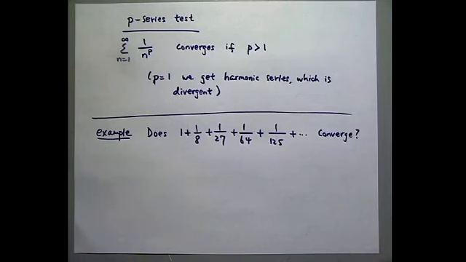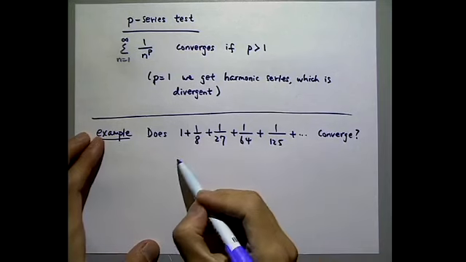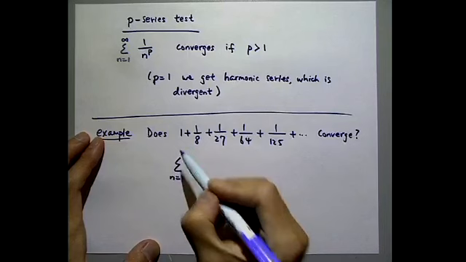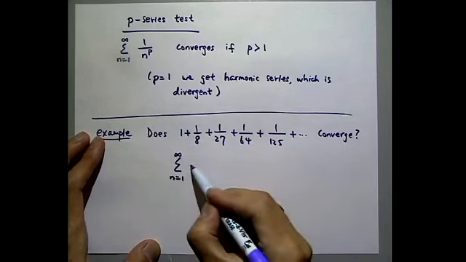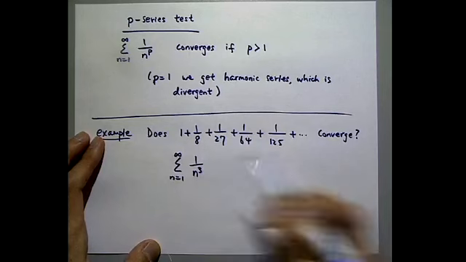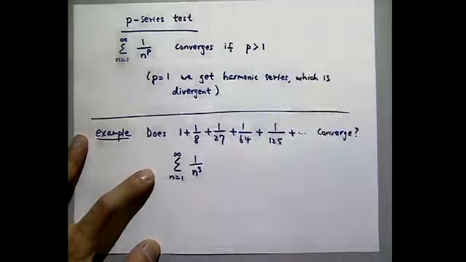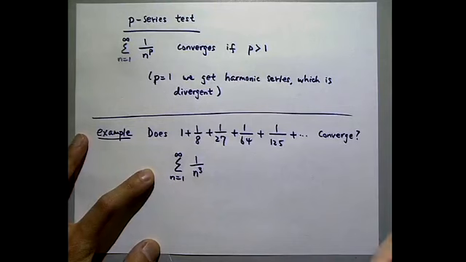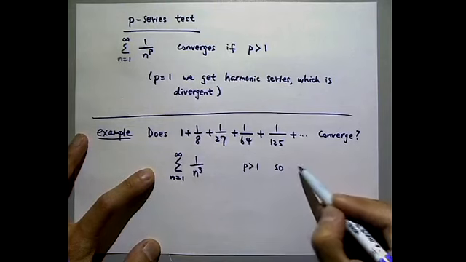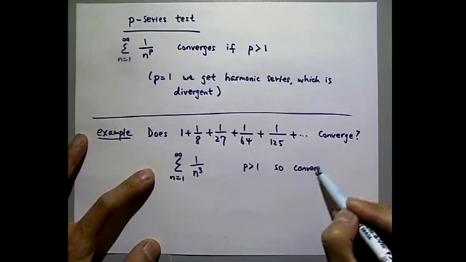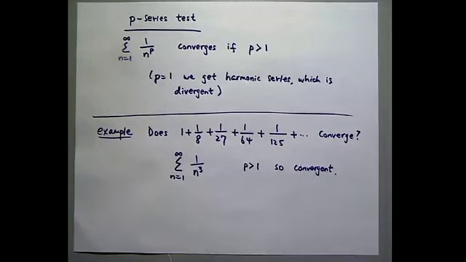So what's the general summation notation we're looking at? 1 over n cubed, right? Okay, so by the P-series test, this is evident. P is greater than 1, so it is converging. Wow, that's easy.